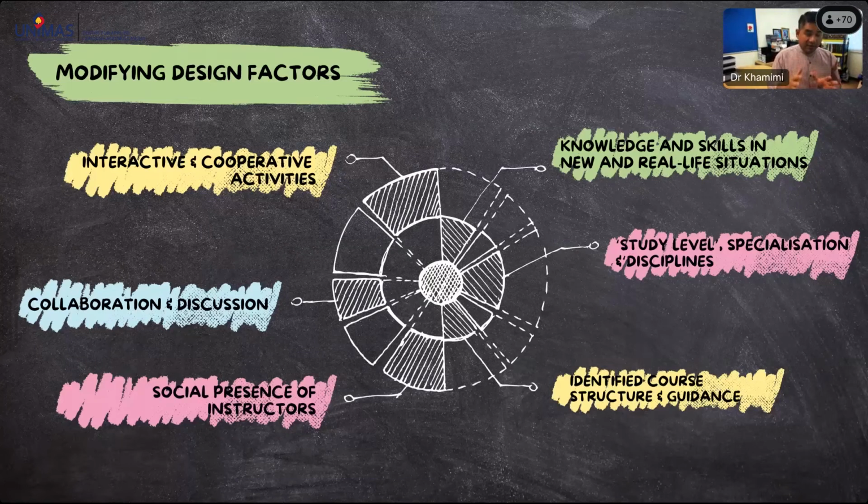So these are the modifying factors that will ensure your blended classroom will be effective. Number 4 is knowledge and skills in new and real life situations. It was mentioned by Dr. Joseph Ramane just now: make tasks authentic. You must emphasize, if you are giving this kind of task, what kind of knowledge and skill in new and real life situations it is all about.